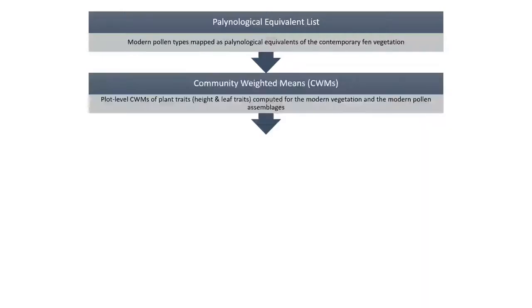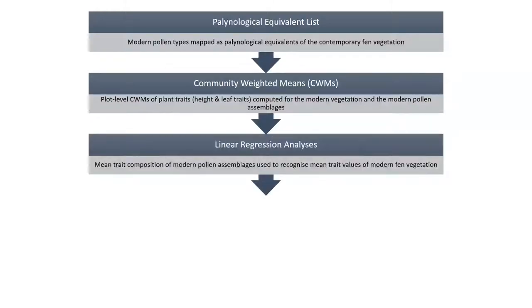Okay, once we've done that, we were able to assign weighted mean trait values to that pollen taxa, using the trait values that were recorded from the modern vegetation. From that, I was able to compute community weighted means for each of the plots that we surveyed in East Anglia, for both the modern vegetation and the modern pollen data.